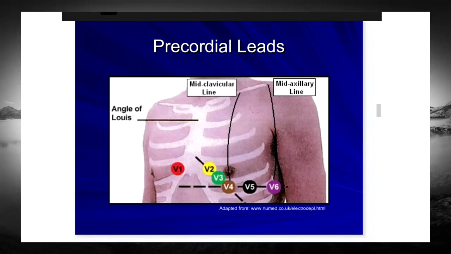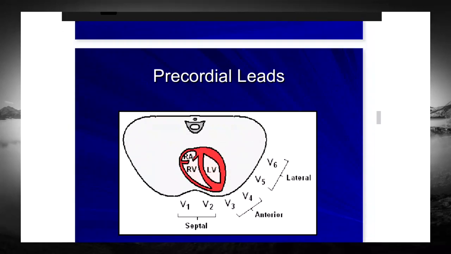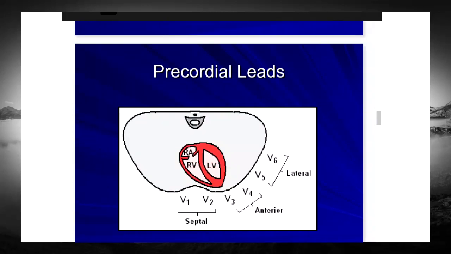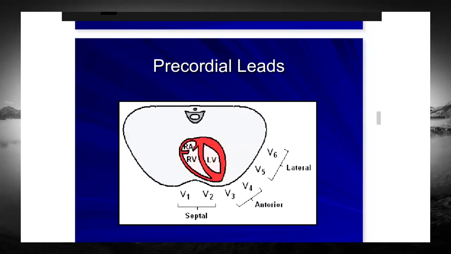You'll then go to the mid-axillary line, which is right down to here. You will then put V6. Directly in between V4 and V6 is where you will place V5. You can put them on any way you want, but in order to actually get where V3, V4 and V5 are, you need to have V1 and V2 spaced and V6 placed, so you can know exactly in the midline where you're going to put it.